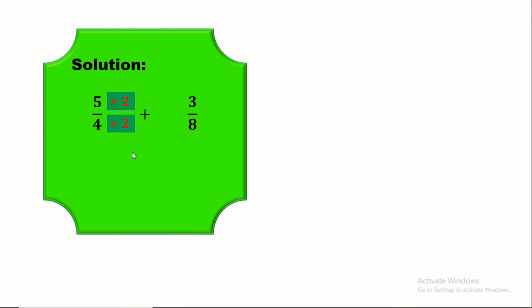Well, now let's solve it together. 5 times 2 gives us 10, over 4 times 2, it gives us 8. Also plus 3 over 8, we copy it the same. Now we have the same denominator. Both fractions are over 8. Well, now we just have to add the numerators. 10 plus 3 gives us 13 over 8.